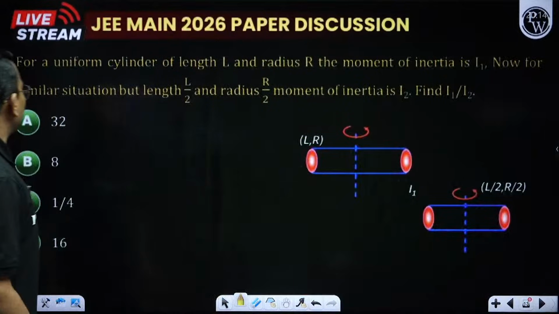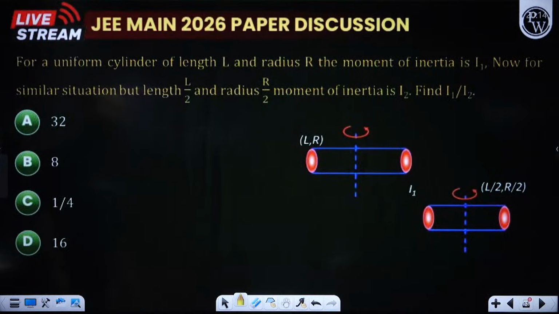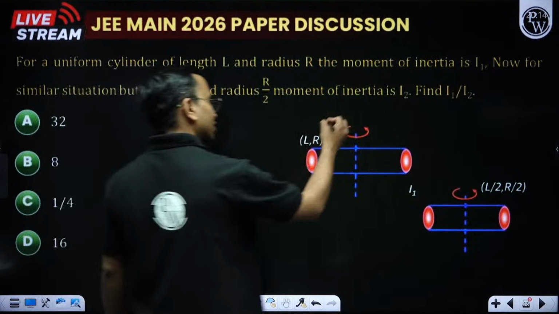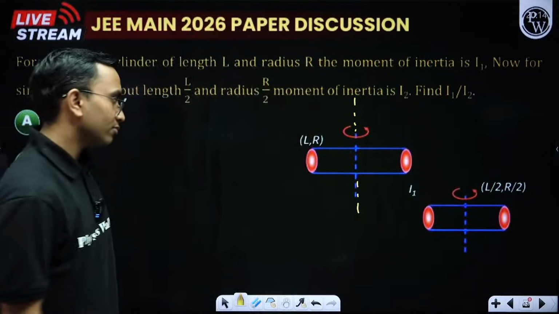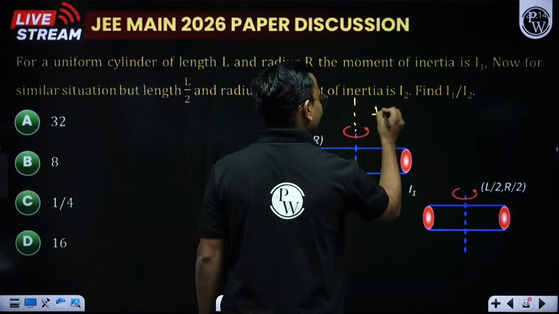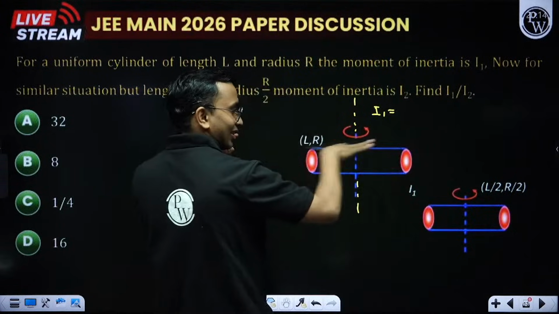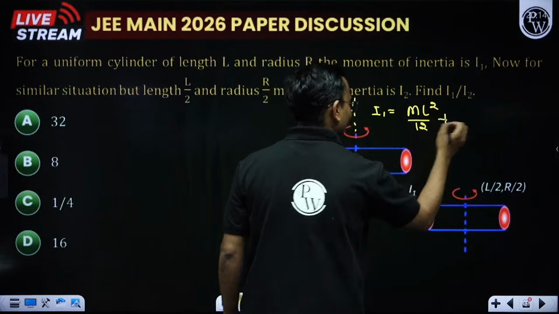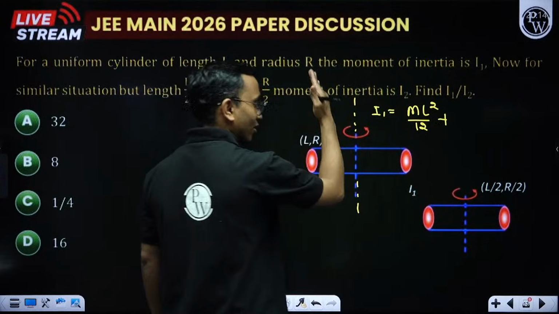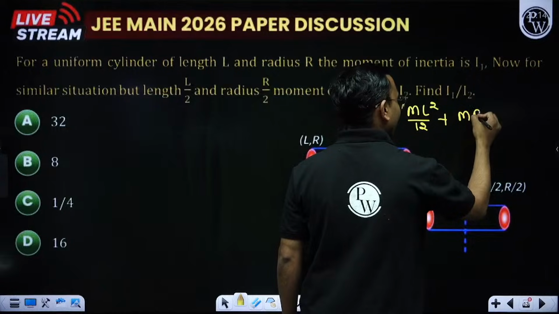Next question on moment of inertia. For a uniform cylinder of length L and radius R, the moment of inertia is I1 about this axis. How to write this? We will write this as, considering it like a rod, ml square by 12. Now considering it like a disc, along the diameter of the disc, mr square by 4.